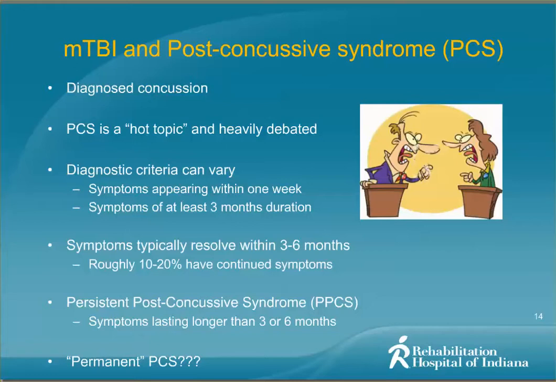Symptoms typically will resolve post-concussion within 3 to 6 months. The vast majority of individuals will have full symptom resolution within that time. However, roughly 10 to 20% have continued symptoms. They're now starting to talk about what has been termed a persistent post-concussive syndrome. That would be symptoms lasting longer than that 3 to 6 month mark. And then now, even beyond persistent, they're saying, is there anything such as a permanent post-concussive syndrome?